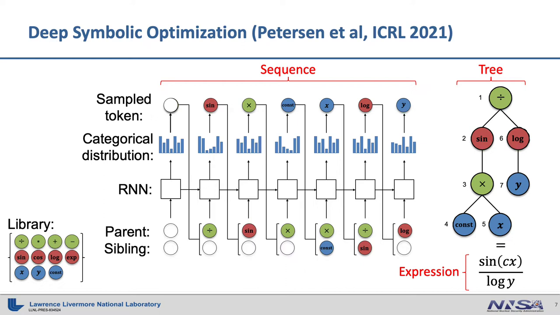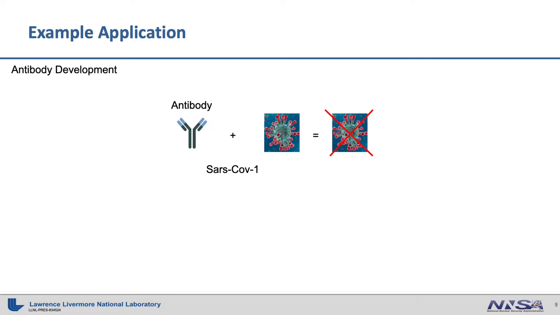Another application that we have explored, and actually the one that has motivated this work, is the antibody development problem. Antibodies bind to a specific pathogen, and they are the defense of our bodies to fight pathogens that are invading our body. So for example, imagine that we have an antibody that is already identified, potentially manufacturable, that is able to bind and neutralize SARS-CoV-1.